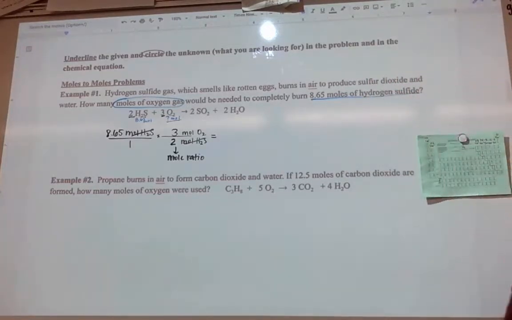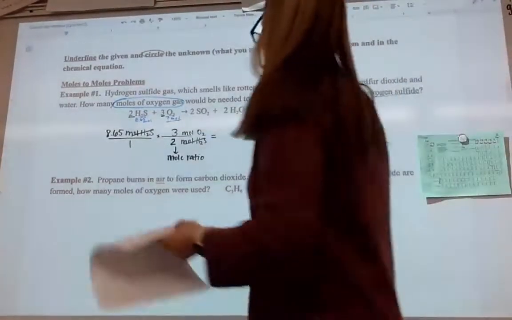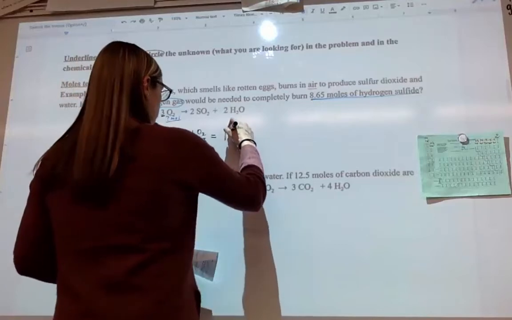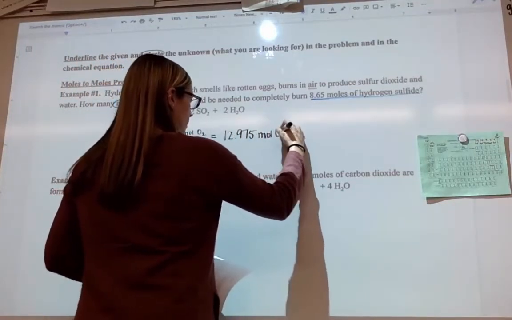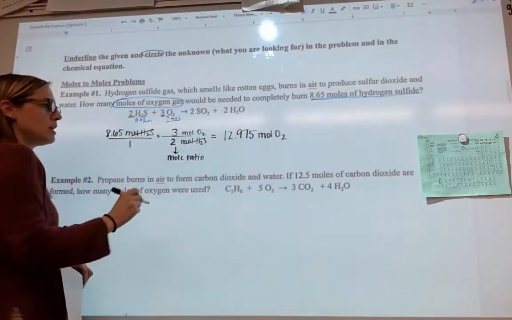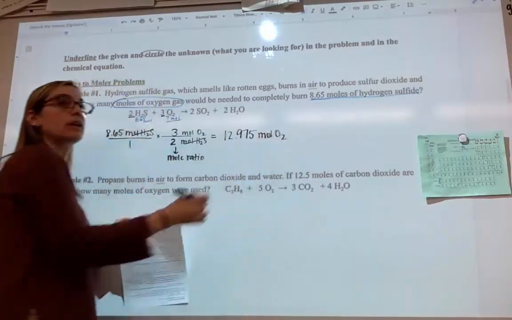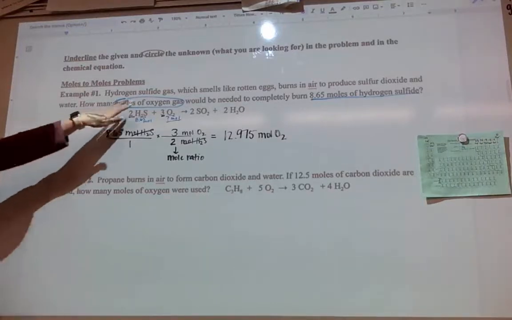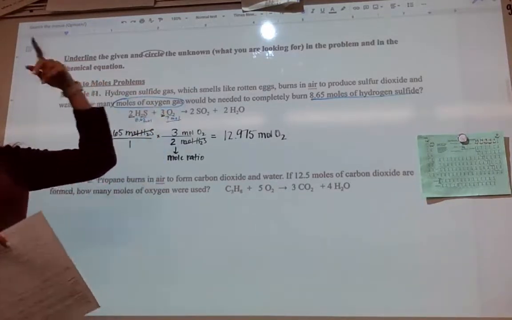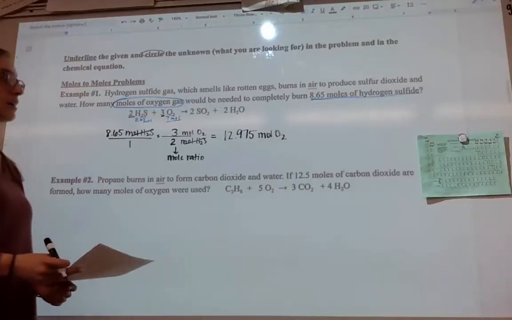If you keep it to, I guess, 3 significant figures, you'll round it. So not rounded, you get 12.975 moles of O2. Be specific with your units. It's not just moles, we want to be specific. It's moles of oxygen gas. It's O2 because oxygen is diatomic.